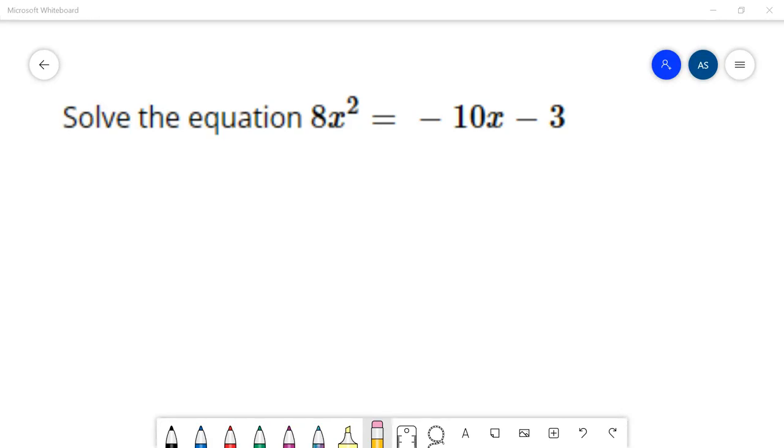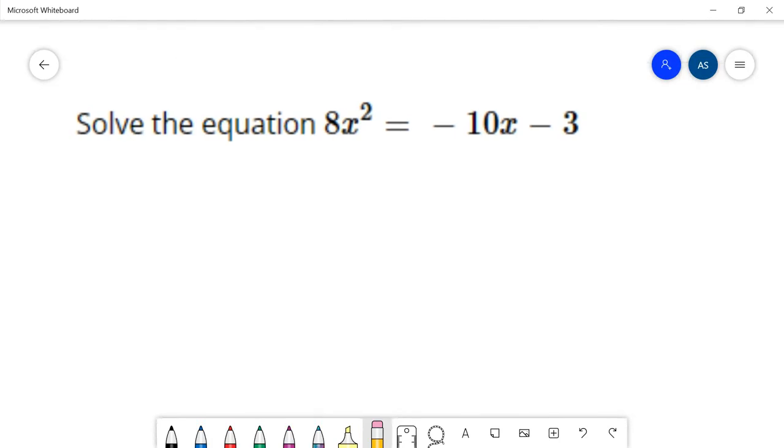Hello, this is Professor Sarter, and I am working on practice test 3 for intermediate algebra. This is question 6. In this question, we want to solve the equation 8x squared equals negative 10x minus 3. I know this is an equation because it has an equal sign in it.